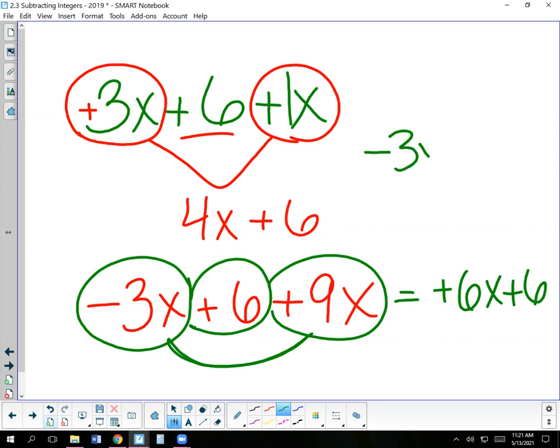Again, if I had a -3x minus x minus 6 plus 2. Actually, no. And I had a 2 here.